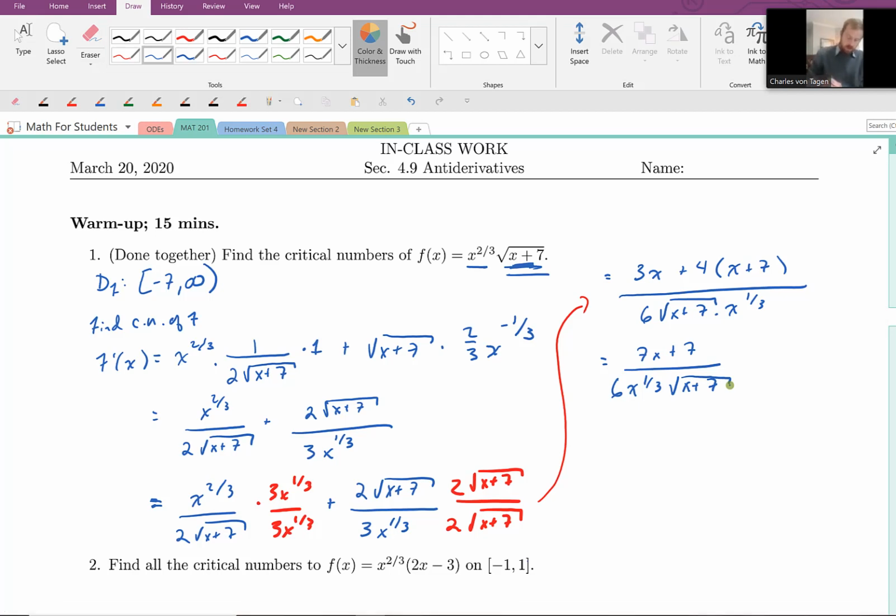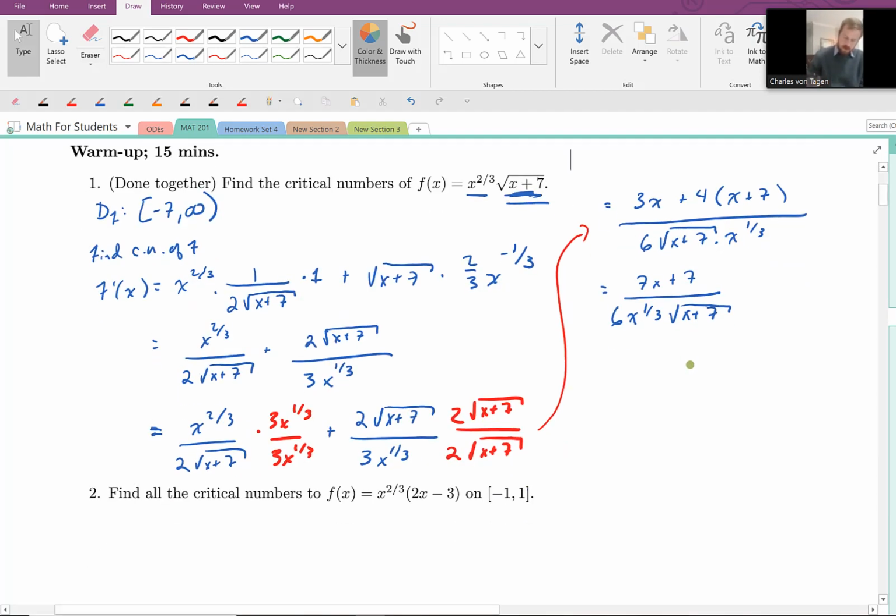But remember, all we're doing here is we're saying, hey, our derivative came out to be two fractions, like 1/3 plus 2/5. And we're combining those two fractions as a single expression by getting the appropriate common denominator. In this case, our common denominator was 6x to the 1/3 times the square root of x plus 7. So if I lost you on that, please let me know, and I'll be happy to go through that in more detail. So now we're ready to easily identify the critical numbers.